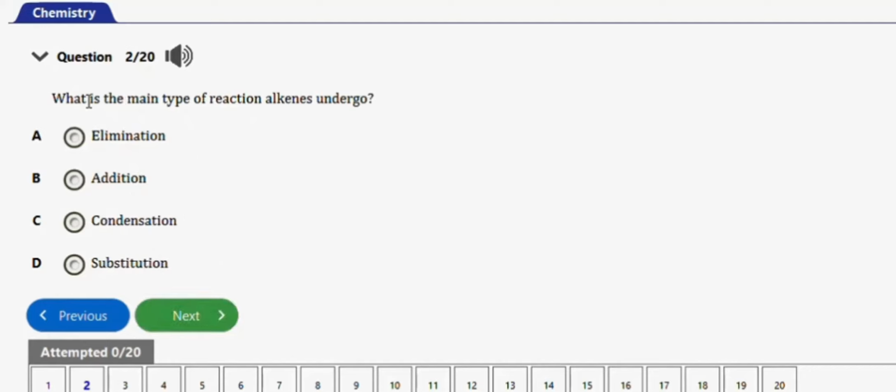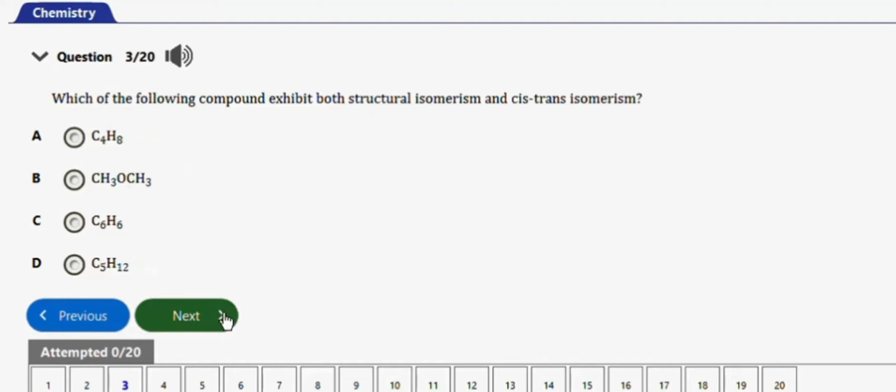The next repeated question will be this one. It says, what is the main type of reaction alkanes undergo? So guys, it's very simple: addition reaction. The reason is that they are unsaturated, so they will undergo addition reaction. The next question will be this one. It says, which of the following compounds exhibits both structural isomerism and cis-trans isomerism? So it will be an alkene basically. So the right answer would be option A, which is butene. Alright, so that's it for this question.